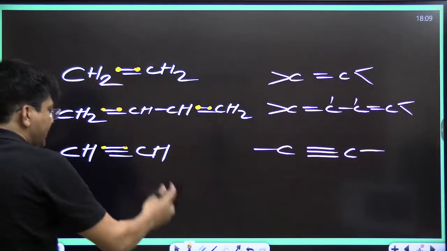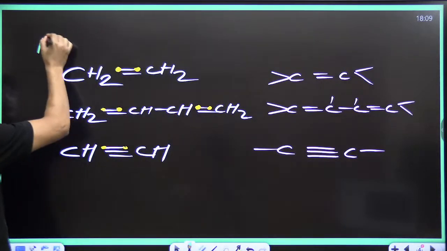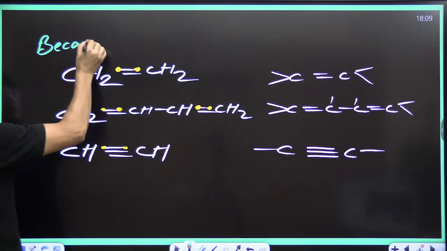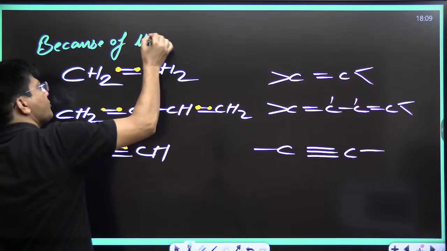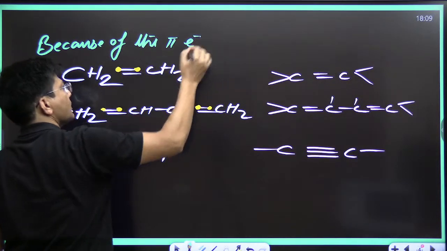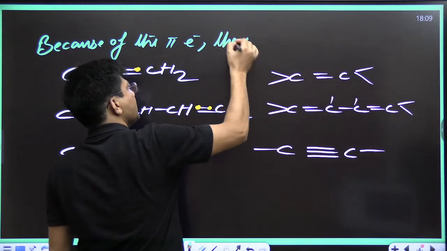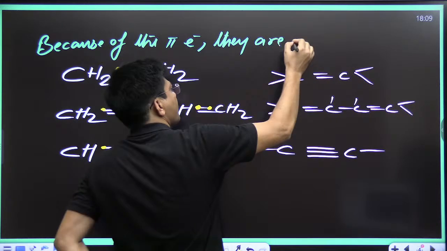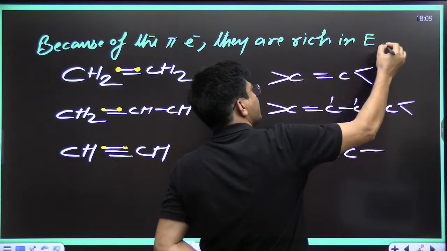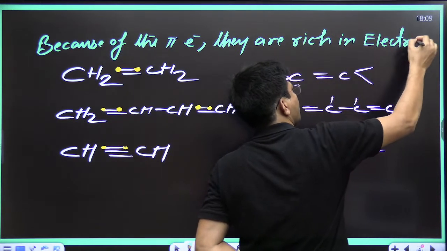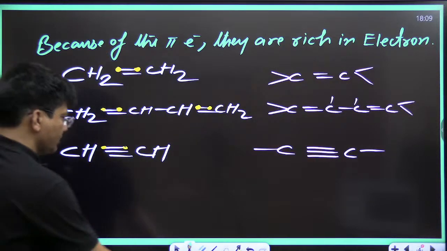All of them have pi electrons, and because of these pi electrons, they are rich in electrons. According to your HSP, Baba treats electrons like money. So they are rich in electrons. Let me enclose this in a box.